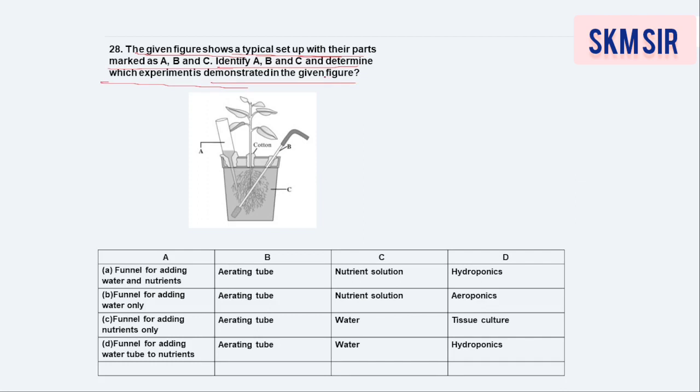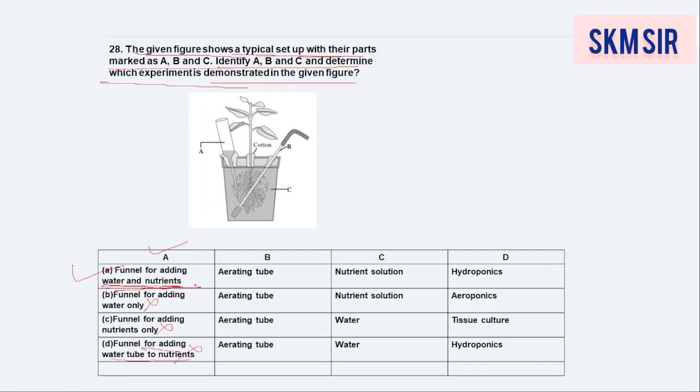What is the particular part known for? It is the figure which is A. A is marked as this funnel. So what is this funnel meant for? This funnel is meant for adding water and nutrients. Only water, wrong; only nutrients, wrong; adding water tube to the nutrients, this is also wrong. So it is water and nutrients. So you can see, dear students, after knowing just one labeling, I can be sure about option number A as the correct option.